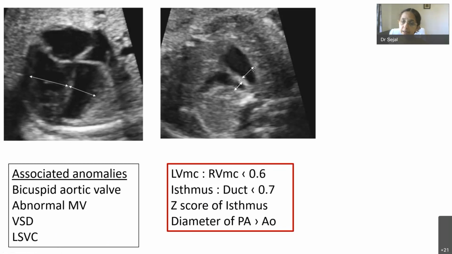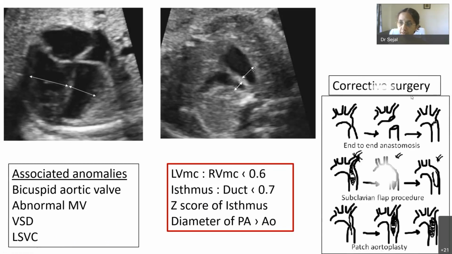LSVC, in association with coarctation, is well known. And to that extent that fetal medicine specialists would say that if they have an LSVC even without disproportion, they would want to follow up after birth and rule out coarctation. And as all of you know, coarctation, in case it is there, the corrective surgery might be needed in neonatal period with multiple methods which are there.